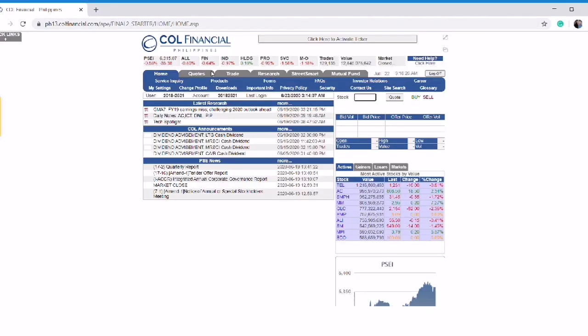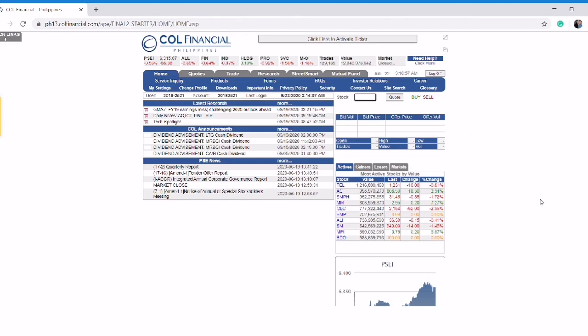So once you've opened an account in COL Financial, it means that you already have the password. And this is how it looks like. Your COL Financial account consists of 1, 2, 3, 4, 5, 6 tabs. And I would like you to be more familiar with 3 tabs, which are the most important in buying and selling your products or stocks.